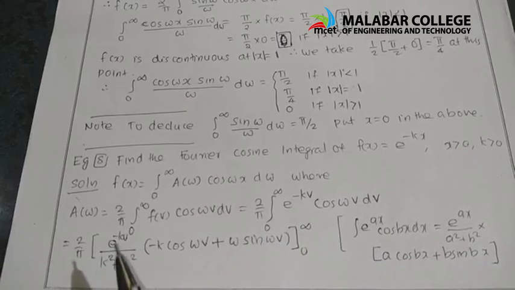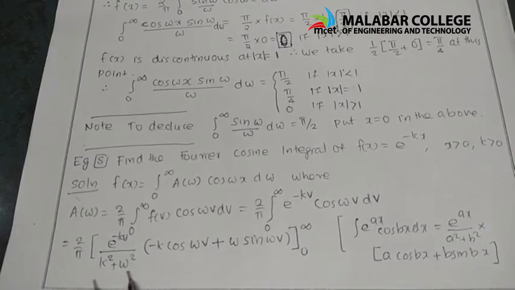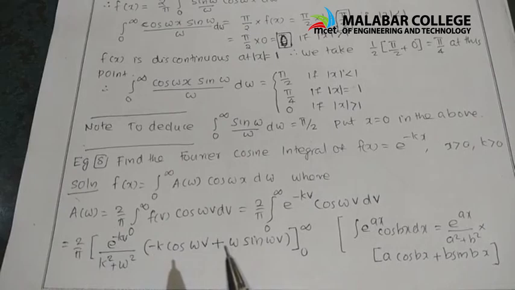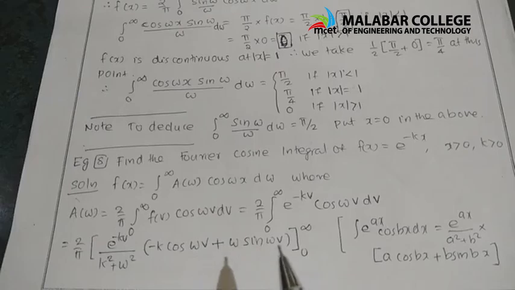So e raised to ax means e raised to minus kv, divided by a square plus b square, which means a is minus k, square means k square, plus omega square, into (a cos bx plus b sin bx). A is minus k, b is omega. The integral is from 0 to infinity.